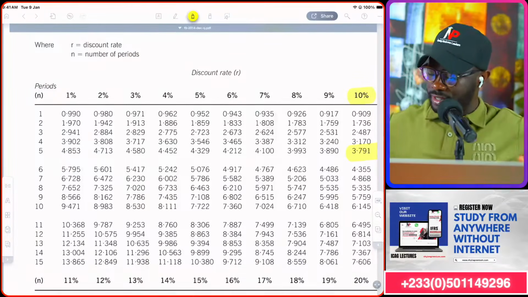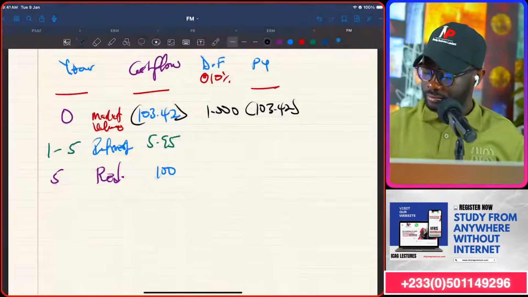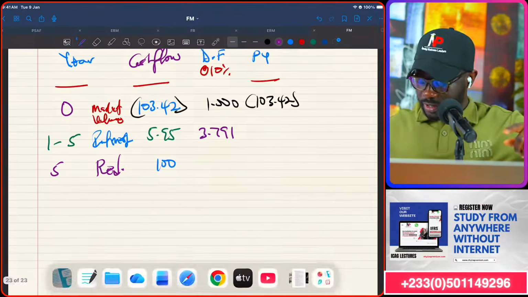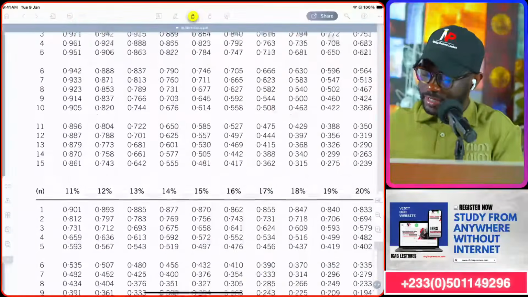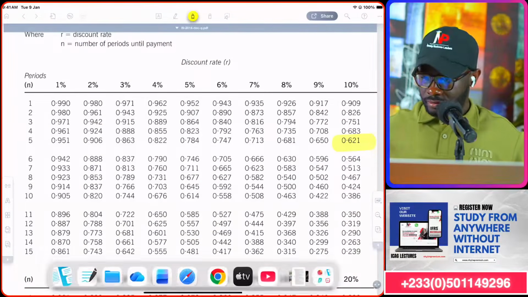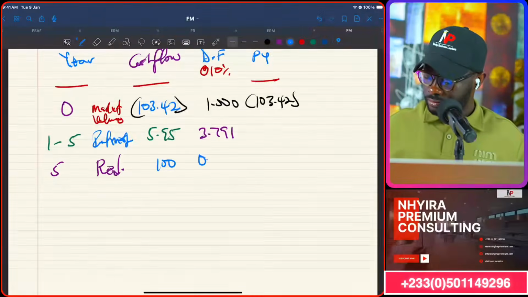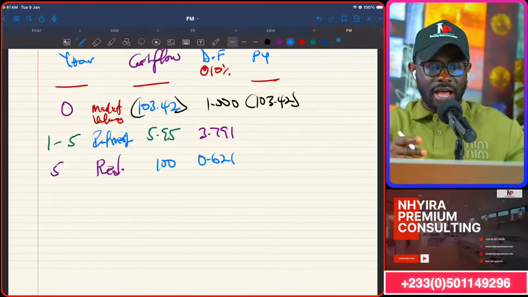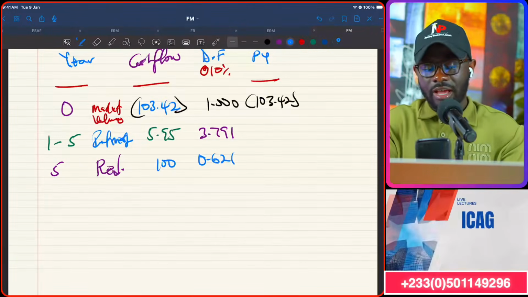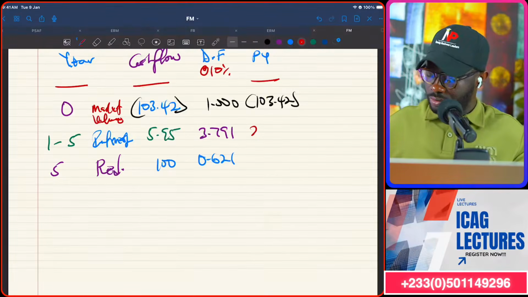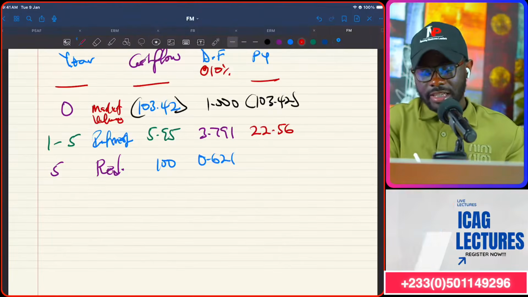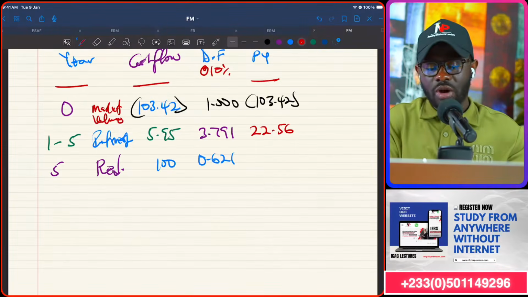That will be 3.791. All right, then let's read present value table. 10% the 5th period. For the redemption, 0.621. Now we multiply up to get a present value. So 5.95 times 3.791. And that is 22 point maybe 56. Then 100 by 0.621.